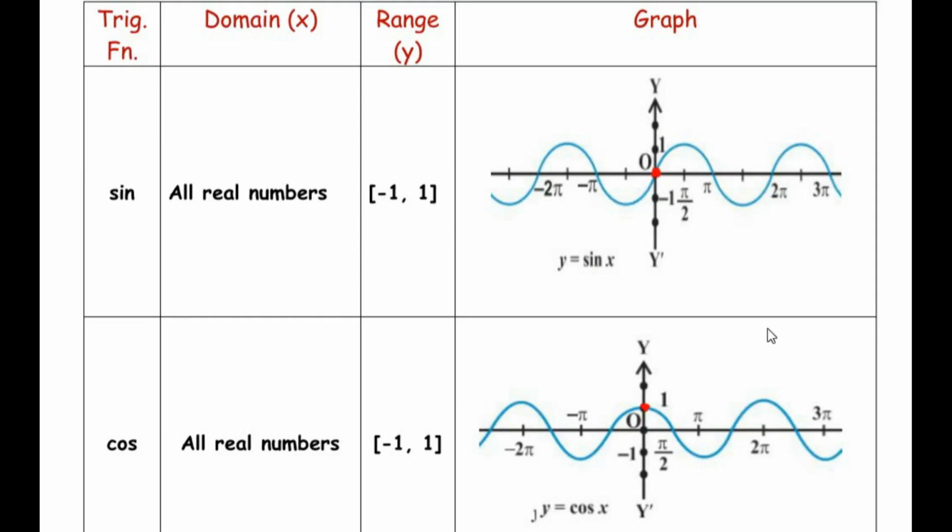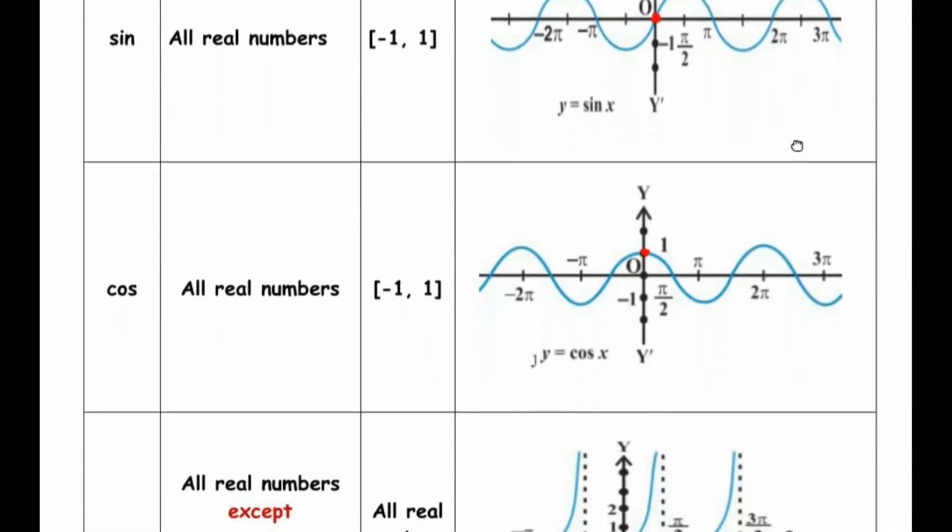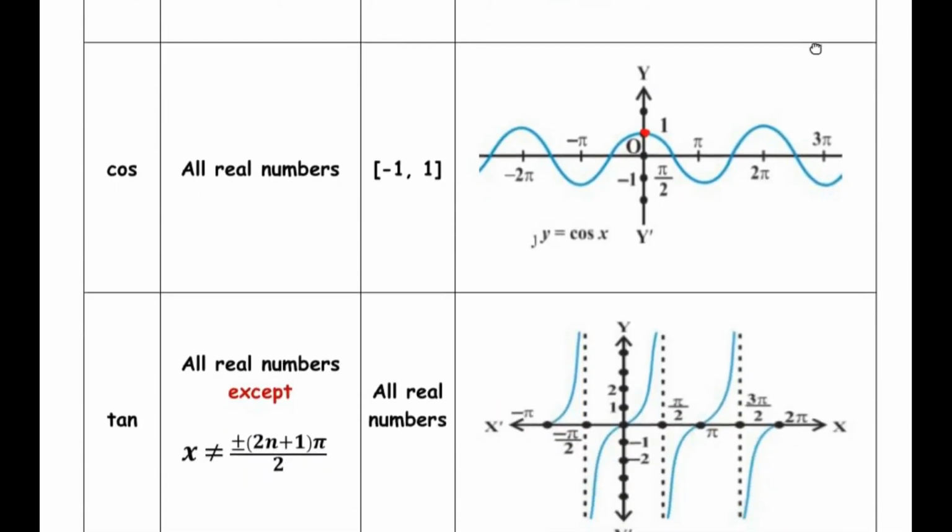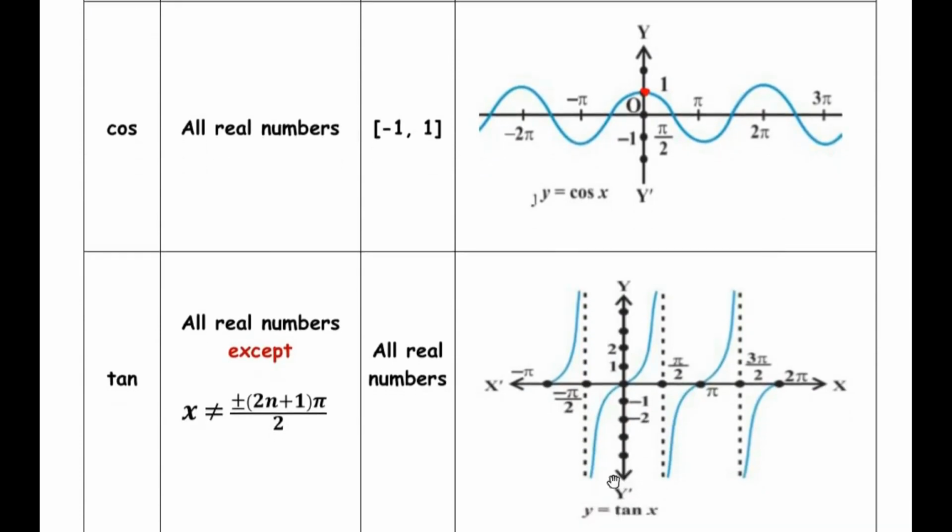Now let us look at the last trigonometric function we are going to discuss, that is tangent. Here you can see the graph of tangent. It is a curve which resembles the shape of an S, and we have drawn dotted lines, as you can see. What does it mean? The domain on which the tangent function can exist is all real numbers except where x is equal to plus or minus (2n+1) pi over 2. You have to remember this because it is going to be useful in solving the examples.